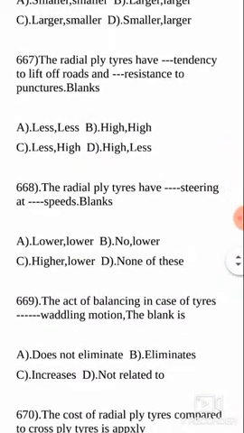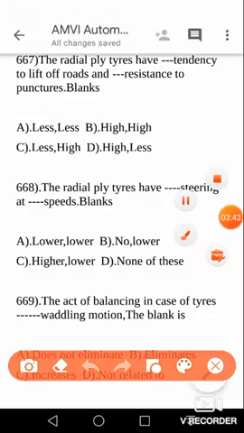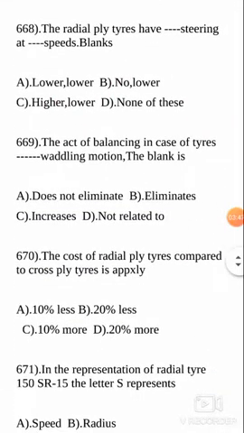Next question: the radial ply tires have, what is this? Is it low steering at lower speeds, no steering at lower speeds, higher steering at lower speeds, or none of these? Once again, don't choose the option none of these. Definitely it will be one among the other three. So the radial ply tires have higher steering at lower speeds. Answer is C.